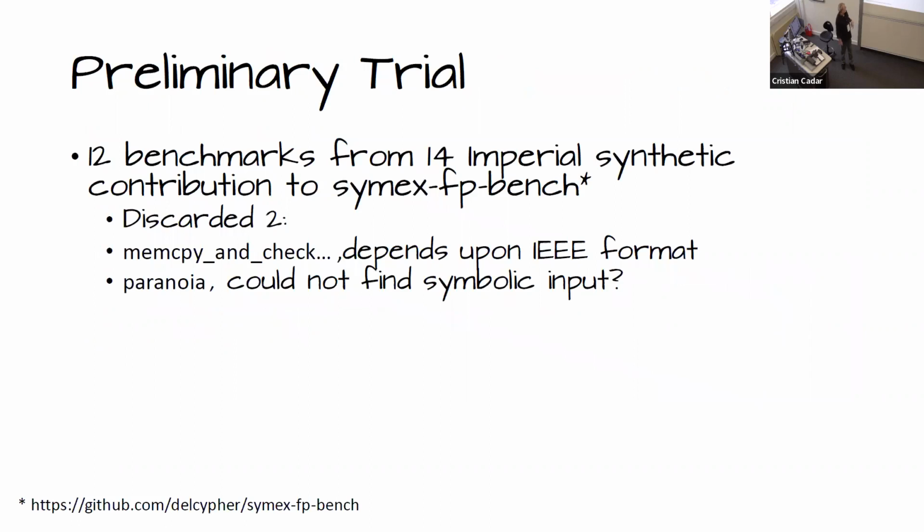Okay, so it's good. Preliminary trial. I took the 14 synthetic benchmarks used for KLEE float. I had to discard two of them. One of them is very dependent upon the IEEE format for storage of numbers. That one, we would not have explored all states because it was picking apart storage representation formats. And I also had to throw out one other, paranoia, and I have a question about paranoia later because I couldn't find any symbolic input. So I don't understand what was happening there.